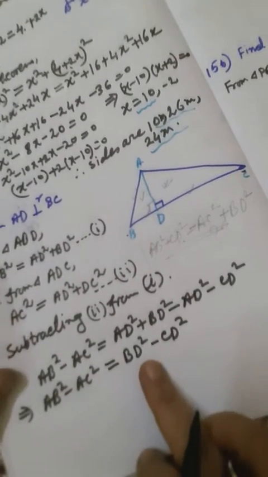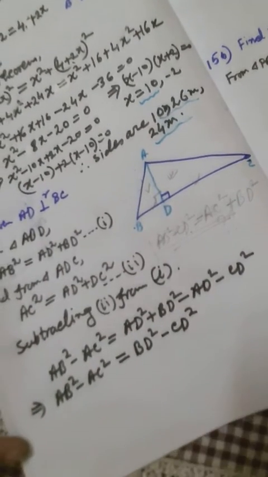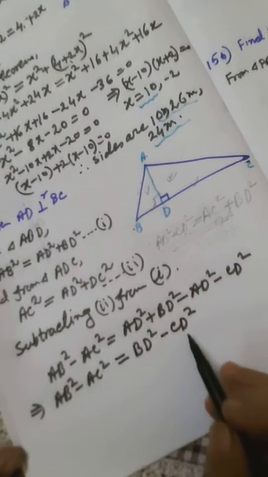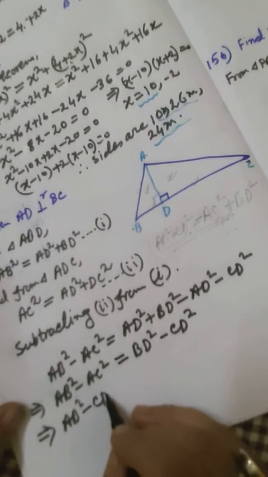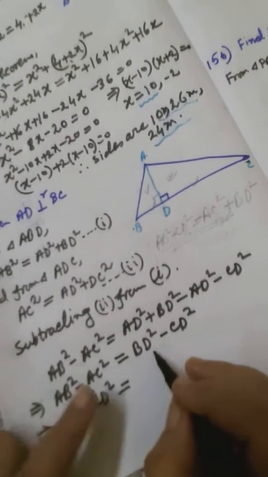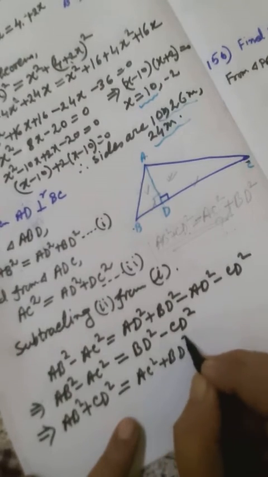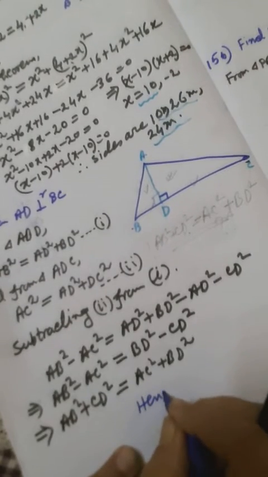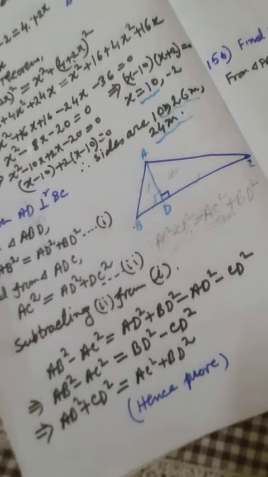Now just try to match the line which you are supposed to prove. You are supposed to prove this line and we have come up to this line. Now see, AB square and CD square are together in the left hand side. So easily we can transfer the CD to the left hand side. So just change the side of CD square. The right hand side is BD square and AC square, so AC square plus BD square. So hence proved. One thing you see, we have neither started from the left hand side nor from the right hand side.